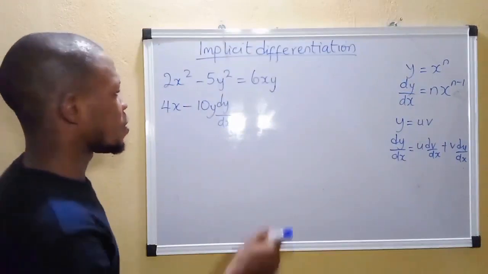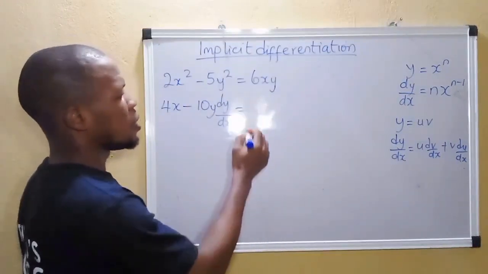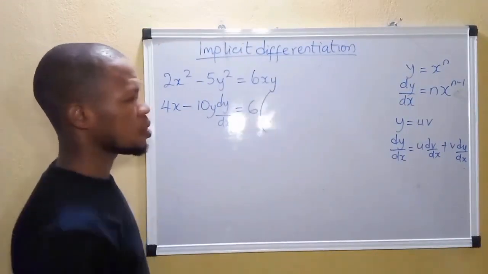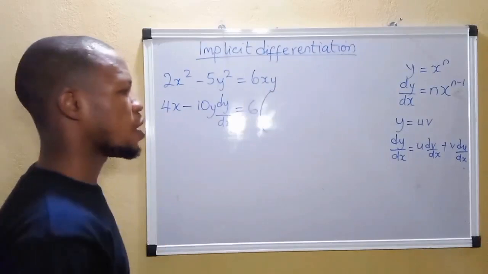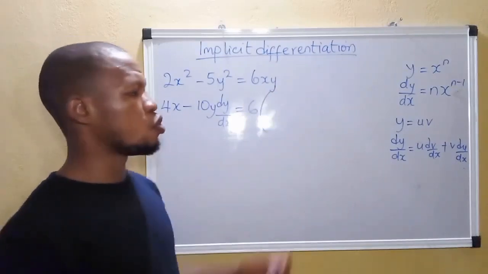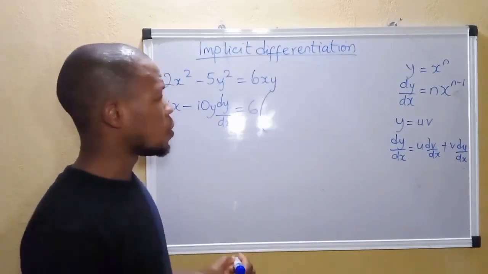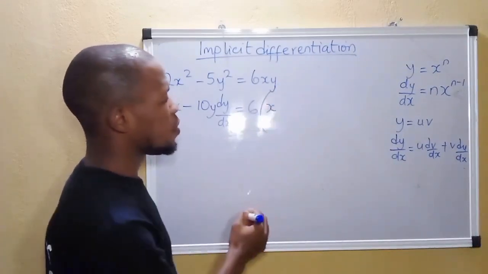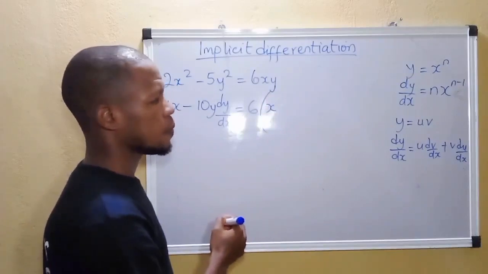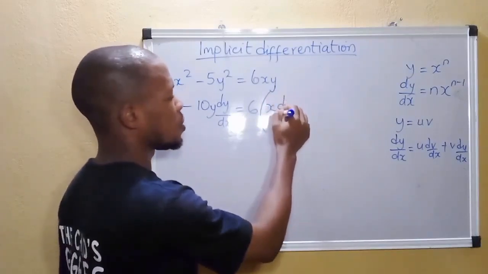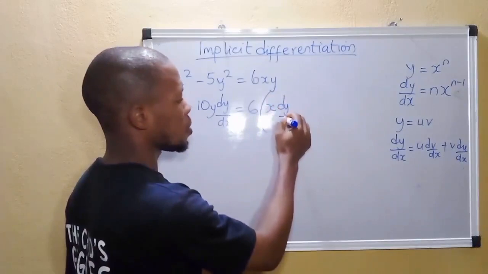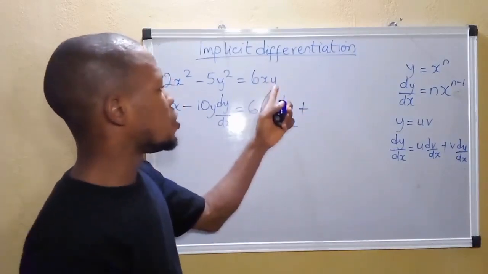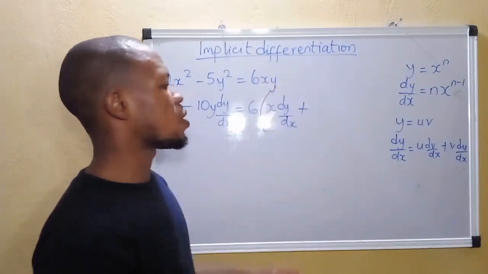Now look at the second part. In this case, I'm going to keep 6 outside the bracket because it's a constant. Then let's differentiate this function of x and y, applying the product rule. We're going to keep x constant and then differentiate y. That's going to be dy/dx. Put your plus sign. Now we're going to differentiate x and keep y constant.